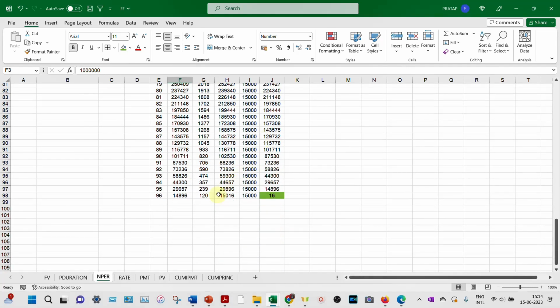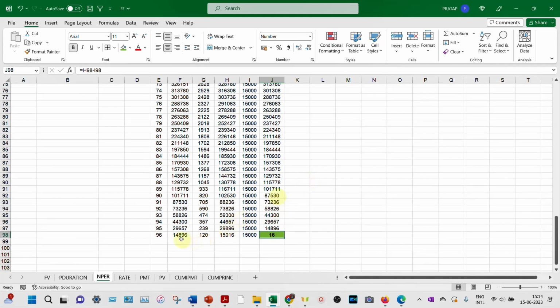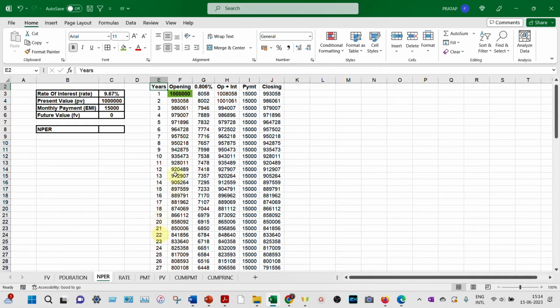And at the end of the 96th month, we are left with a total outstanding of 16 rupees, which I would say is quite negligible considering the total loan outstanding of 10 lakh rupees. So I can safely assume that after 96 months, we have totally repaid our loan. Now let's get back to our example and see how we can calculate the same using the NPER function.